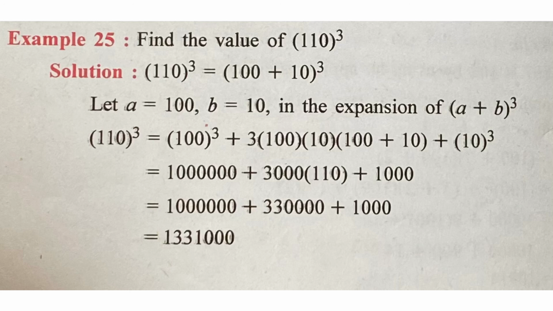Students, here it is not necessary that you take (100 + 10)³. You can do it as (200 − 90)³ also, or in any other way also. Answer will be same only. But here if you take (100 + 10)³, it will be easy for you.